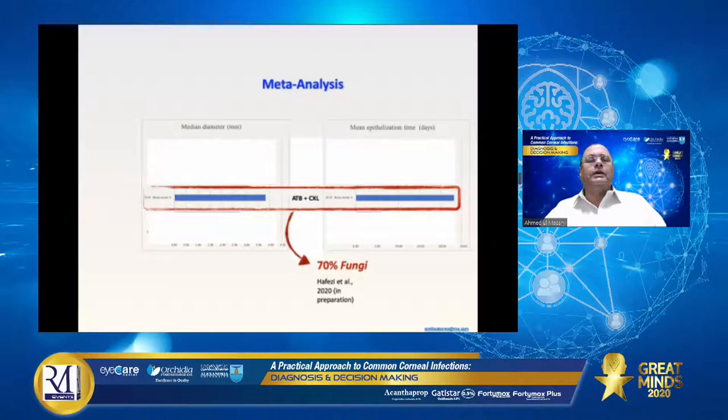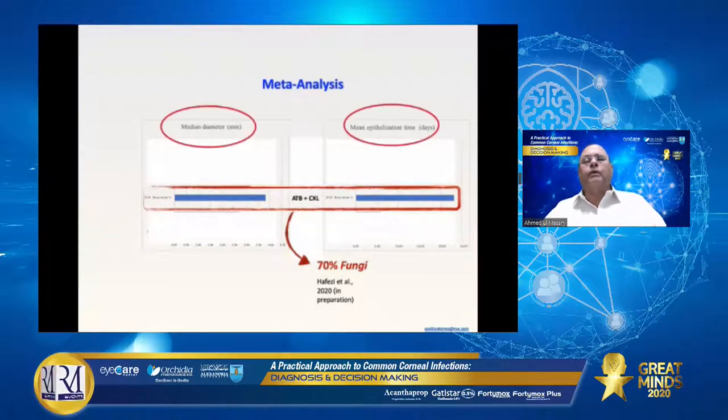And in the meta-analysis to compare between the diameter of the ulcer and the mean epithelialization time, of course, the smaller the ulcer, the less time it takes for these ulcers to be re-epithelialized.